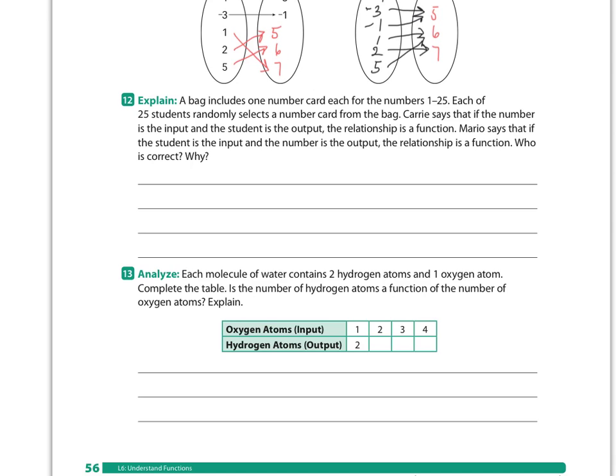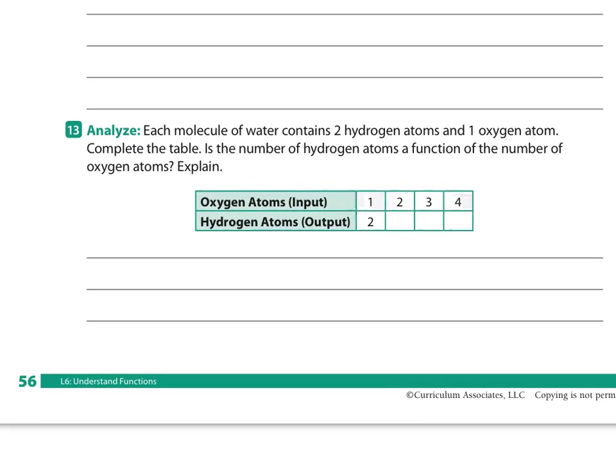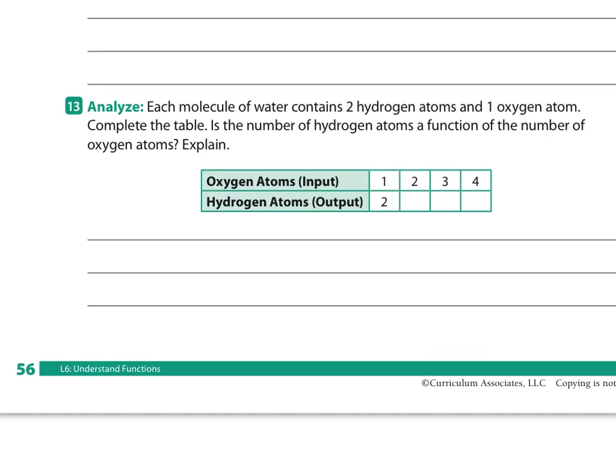On 13, go ahead and fill in this table, right, and see if we can't figure out if we have a function here. Okay, hopefully you're back. It says each molecule of water contains 2 hydrogen atoms. Again, inputs X, outputs Y. So if I input a 1, I have 1 atom of oxygen, I have 2 hydrogen atoms. Here we go. If I have 2, I have 4. If I have 3, I have 6. If I have 4, I have 8.